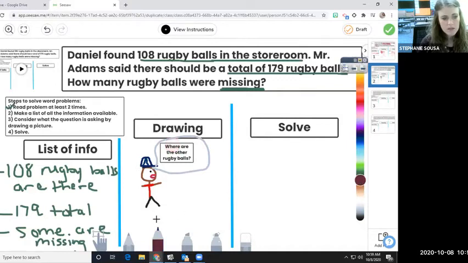A rugby ball is kind of like a football, but it's a lot larger and it's more ovular. It looks more like an oval. So I'm going to draw my rugby ball as well. Kind of looks like a piece of bread. Oh well, I did my best.